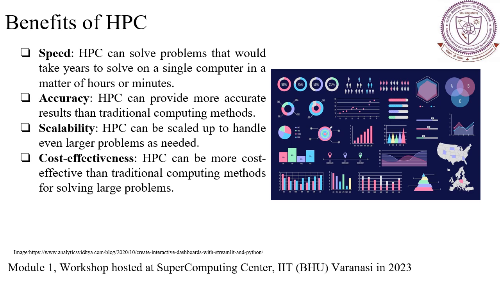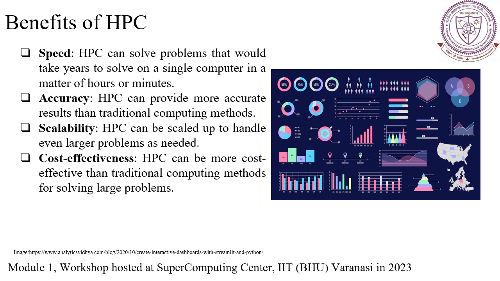The first one is speed. HPC can solve problems that would take years to solve on a single computer or desktop computer in a matter of hours or minutes. This makes it possible to tackle complex problems that were once out of reach, such as simulating the climate or designing new drugs.